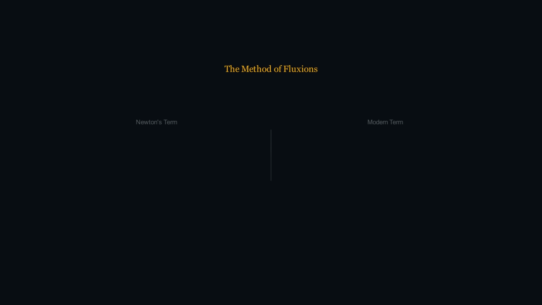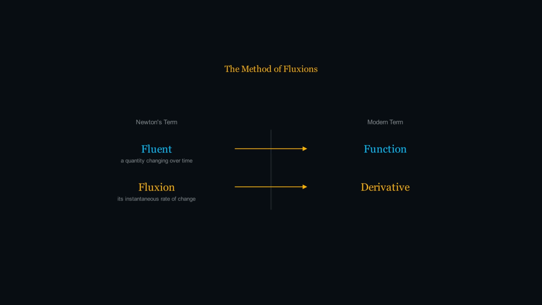Any quantity changing over time, like position or temperature, was a fluent. The instantaneous rate it was changing was its fluxion. In modern terms, the fluent is the function, and the fluxion is the derivative. He aimed this idea directly at gravity.